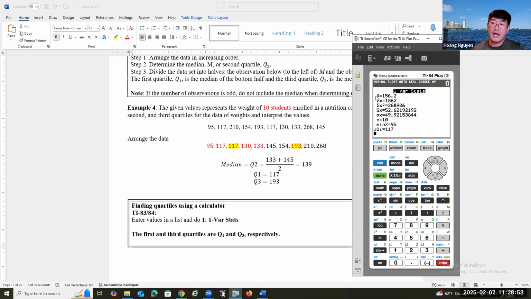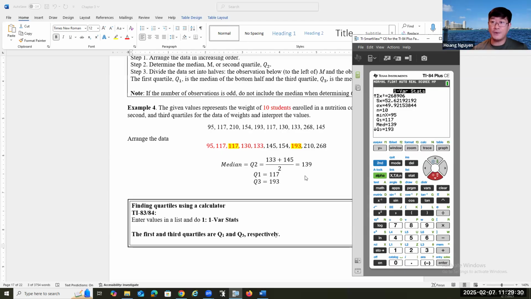Okay, we got the answer for the mean. We don't need that for this question. We need Q1, Q2, and Q3. I see the answer for Q1 is 117. That's good. Where are the other two answers? You can see the down arrow, which means there is more output down there. Going down, we have the median, or Q2, which is 139. Going down further, Q3 is equal to 193.